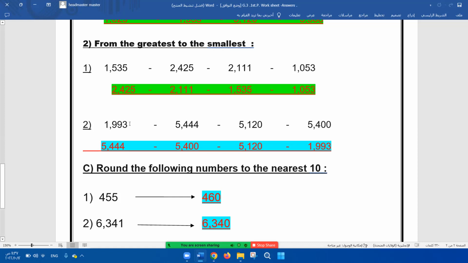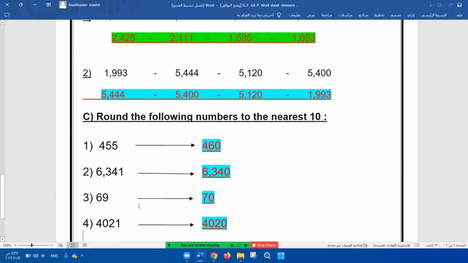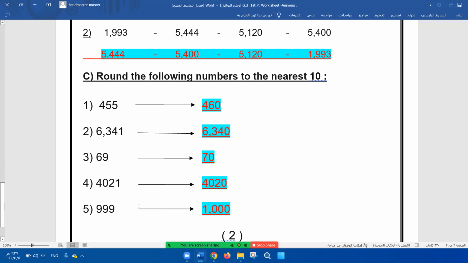What about the last number, the smallest number? It's 1,993. I hope you understand the last questions. So let's go to the next questions, question C: round the following numbers to the nearest 10.